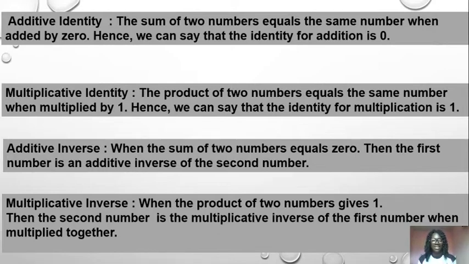Okay, so let's look at examples. We're going to be picking examples on additive identity, multiplicative identity, additive inverse, and multiplicative inverse. Okay, so let's see examples.